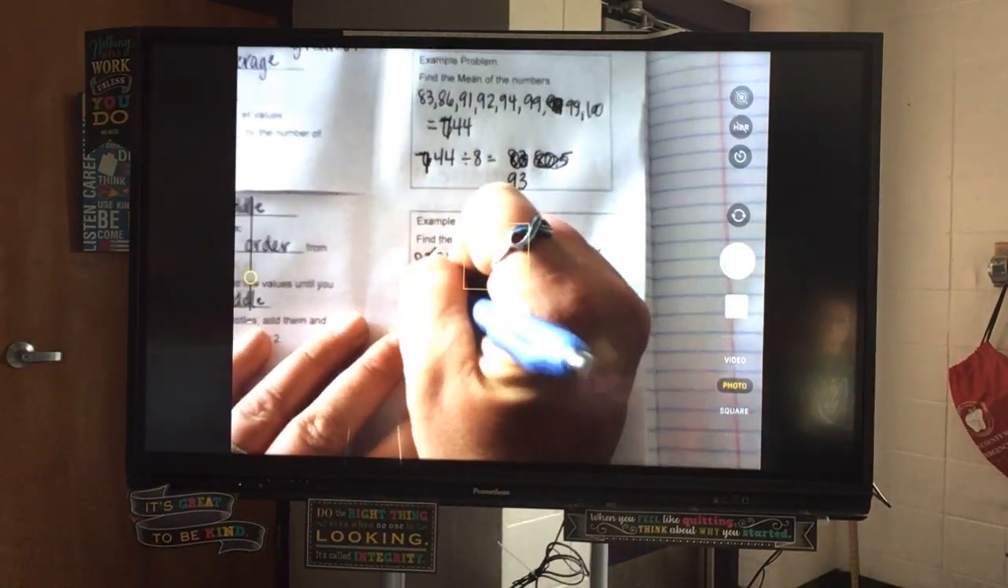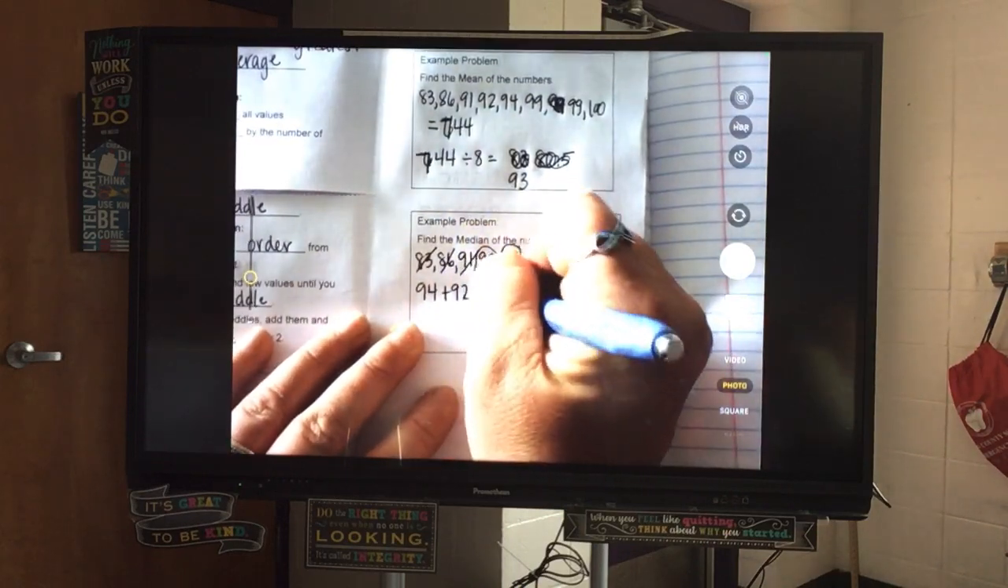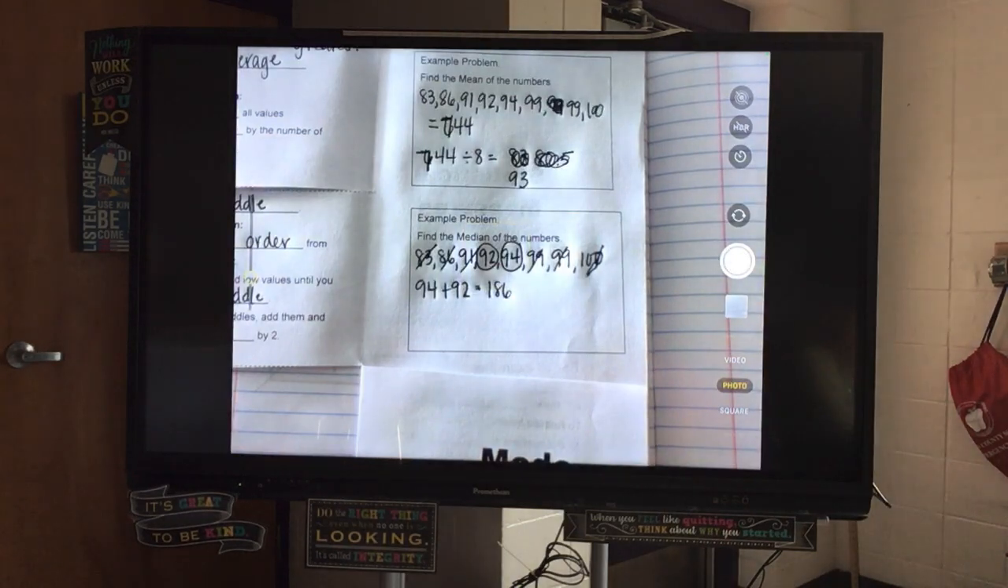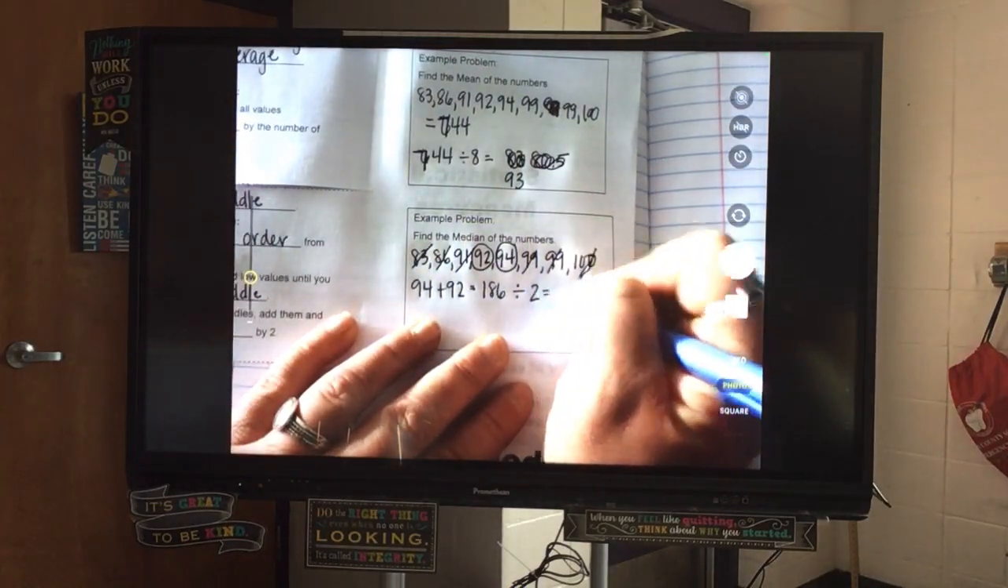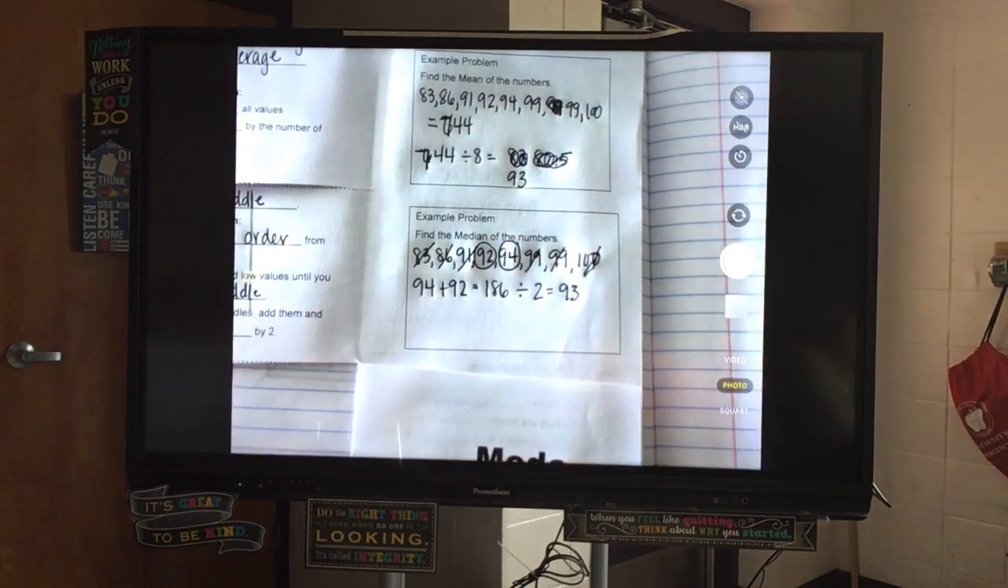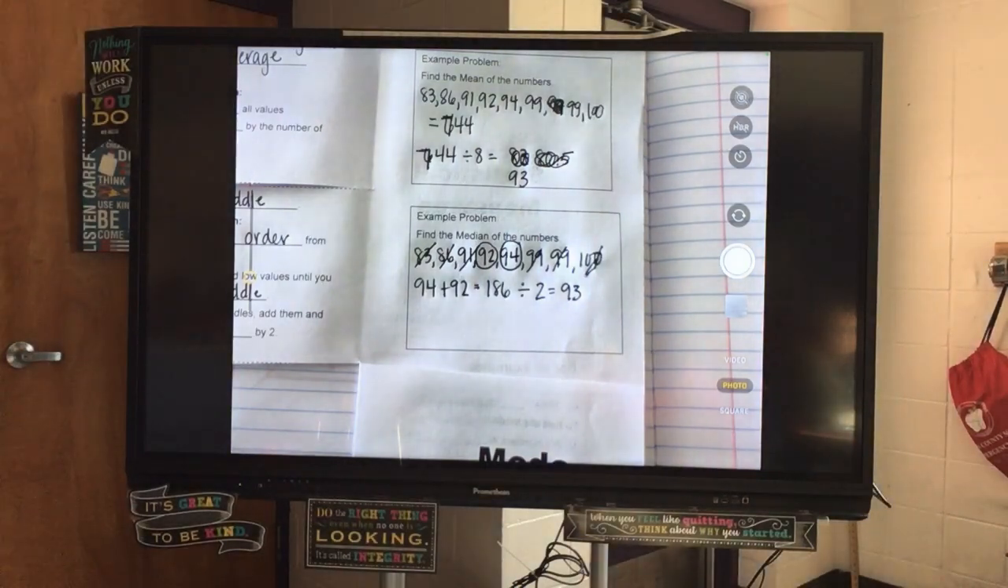So I'd add up 94 plus 92, which gives us 186. And then step number 3 says if you have those two middles, add them and then divide by 2. So I'm going to divide 186 by 2, and I get 93. Okay, if our numbers are nice, like this one, you don't have to do that step because most of us should be able to say, okay, well, 93 comes after 92, but before 94.